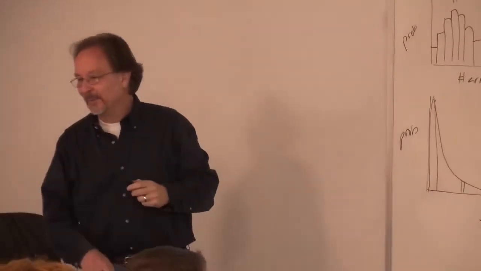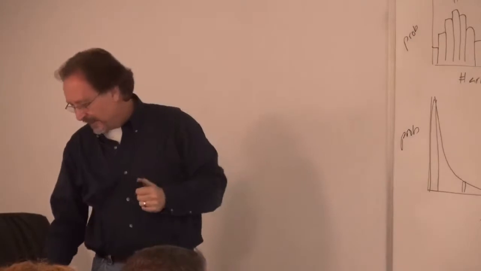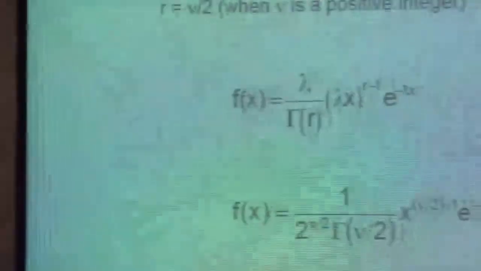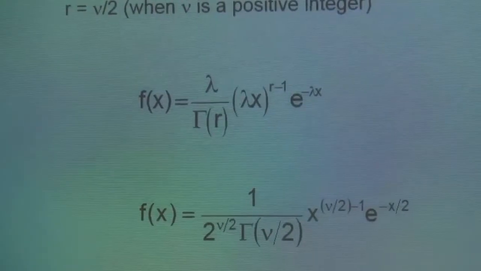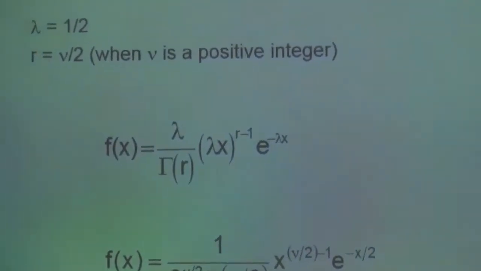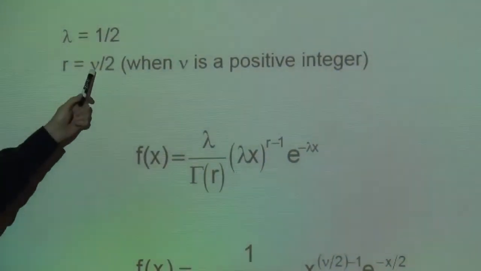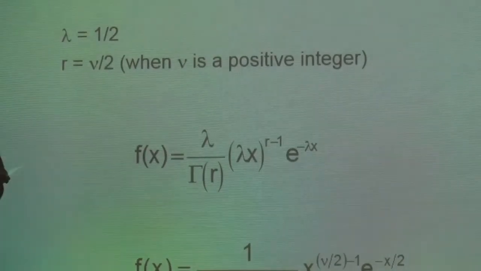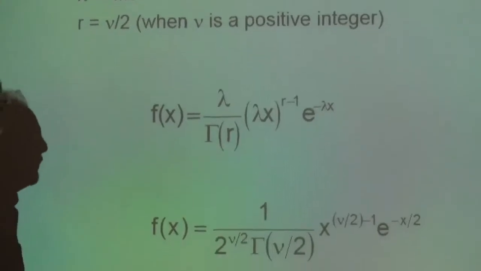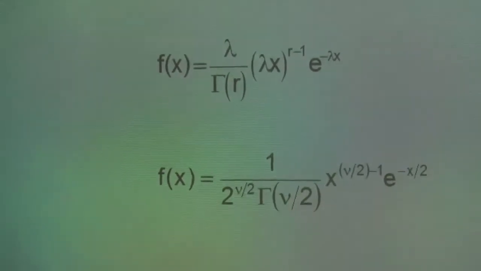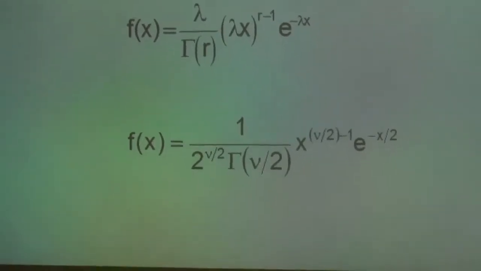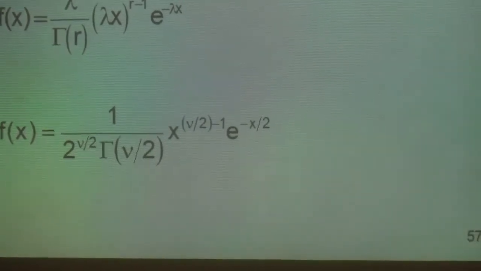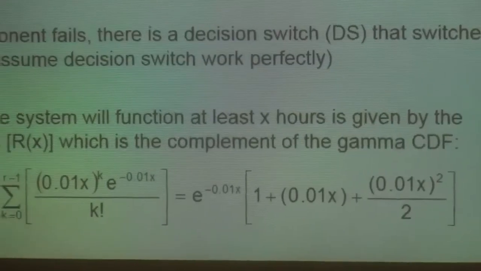Let's look at an example. Oh, actually I'll come back to that. For one thing, if lambda is half, 0.5, and r is nu, as in the number of degrees of freedom, over 2, then this reduces to a chi-squared distribution. And that's where we get the chi-squared from the gamma. Just a bit of trivia, don't worry about it too much.